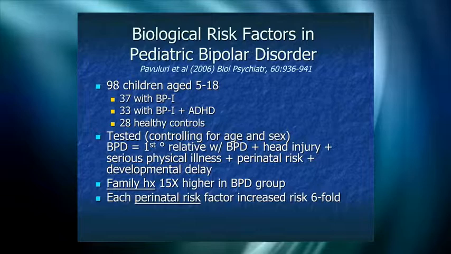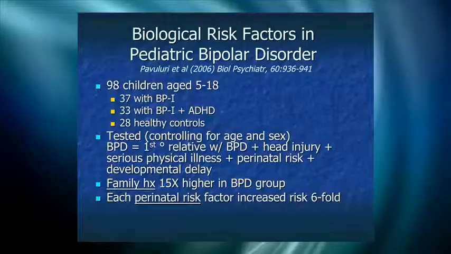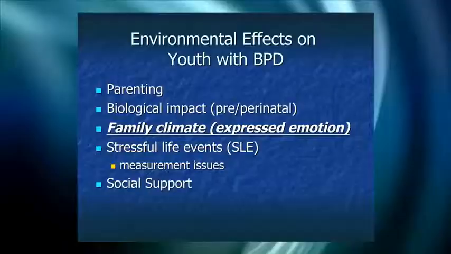Is bipolar disorder predicted by a first degree relative with bipolar disorder, head injury, serious physical illness, perinatal risk, and developmental delay? So they're laying out the equation. What they found was that family history was 15 times higher in the bipolar group, but each perinatal risk factor increased risk sixfold. So as we do our really careful intakes, we look at the prenatal history, the labor and delivery, those early childhood markers, all of that really matters. And looking at those family interaction patterns, you need to do a really careful, comprehensive evaluation to get a sense of from whence it cometh.